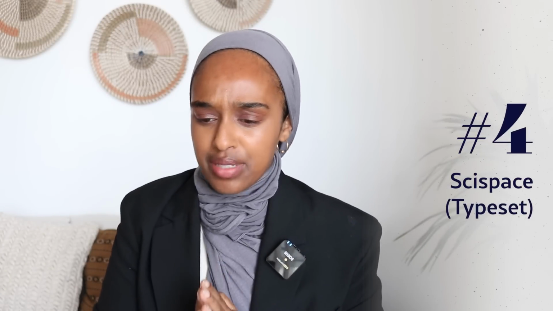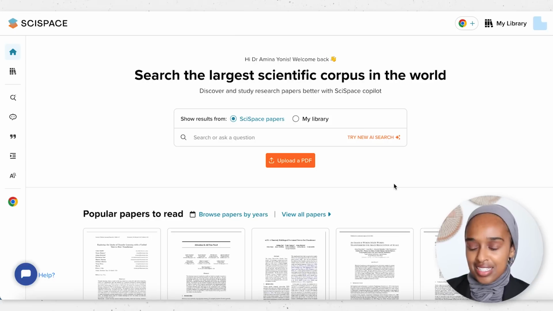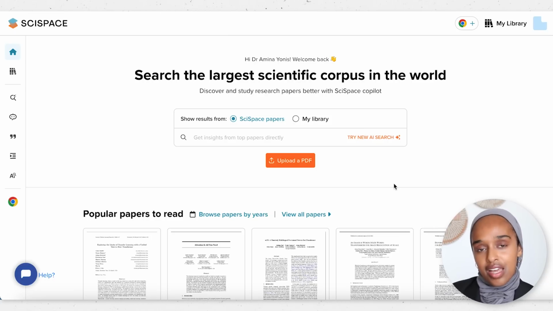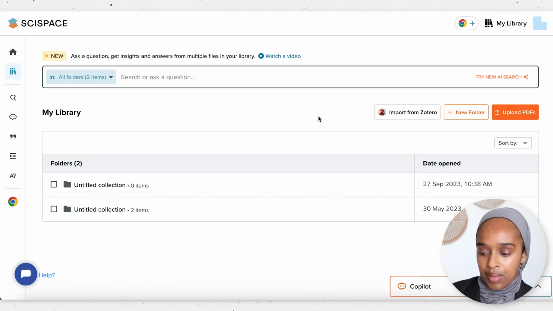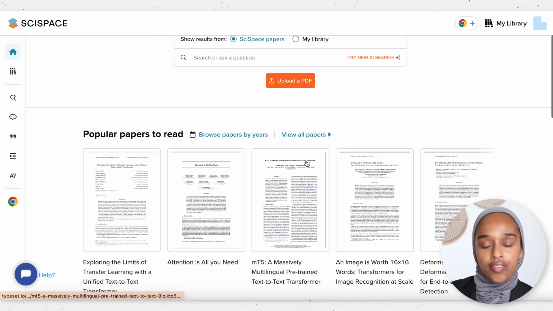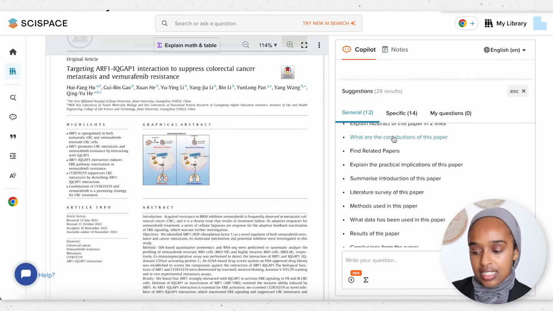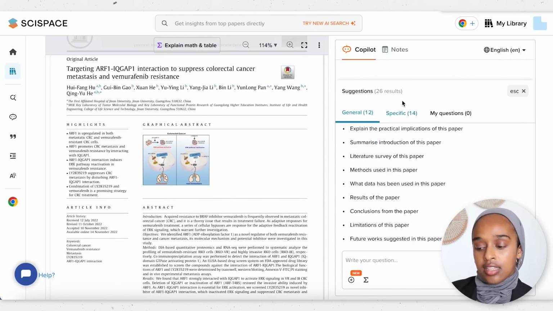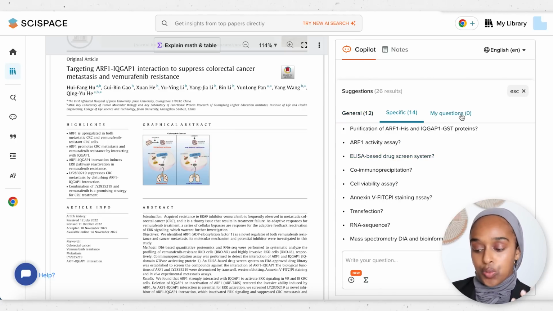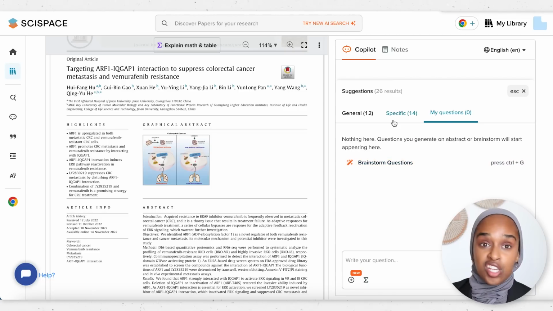Okay, so the next one is called Scispace, and I believe they actually changed the name to Typeset, if I'm not mistaken. But anyway, this is another platform that's quite similar to ChatPDF, a little bit more academically tailored. It's a kind of scientific space where you are able to ask questions and interrogate PDFs as well. What you can do here is have a library and save some papers in your library, if you'd like. And then you can also upload a PDF. As you can see here, I've uploaded a PDF. And the nice thing about this, again, is it gives you some suggested questions: general questions that you should know, more specific questions that you should know, and also some questions that you might have asked yourself.